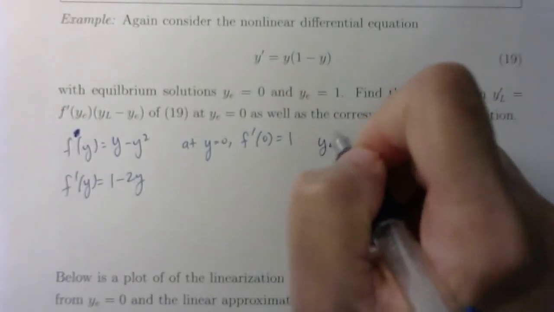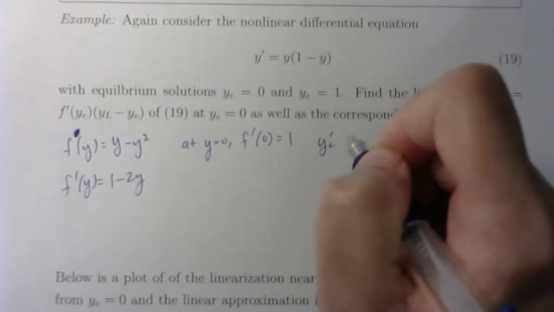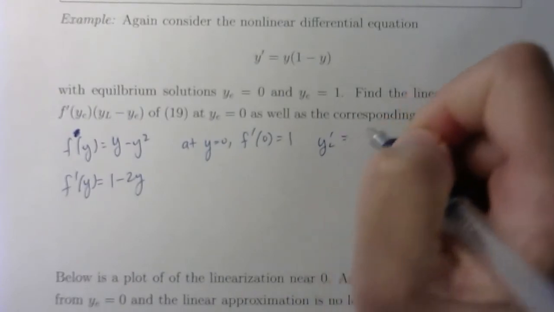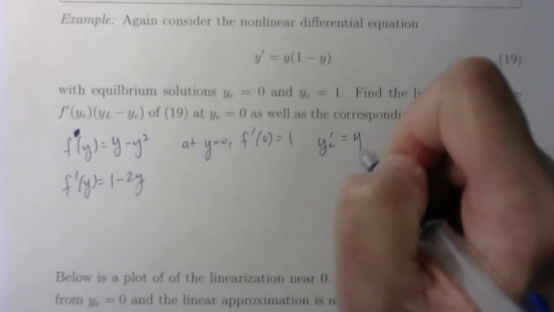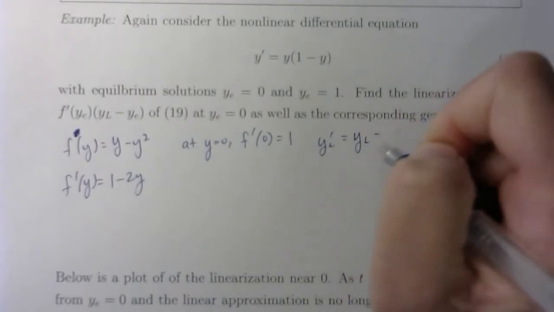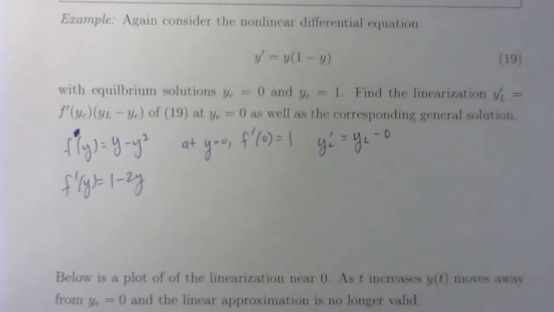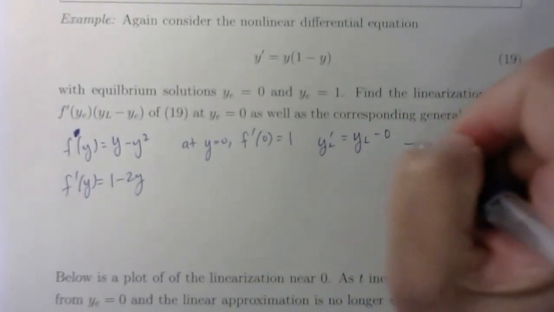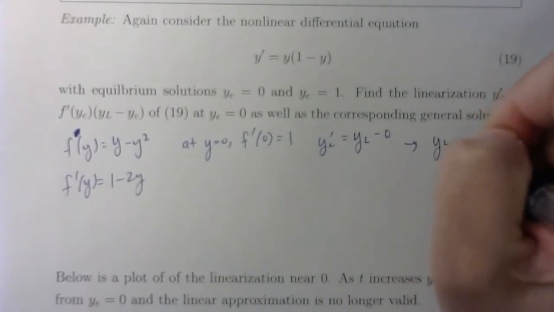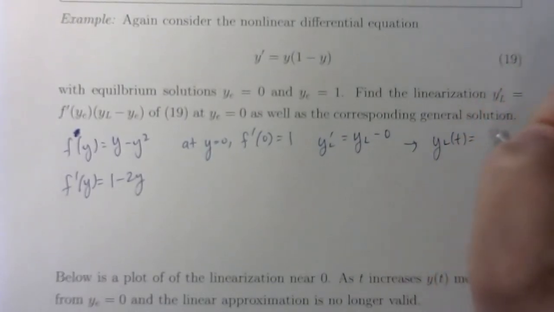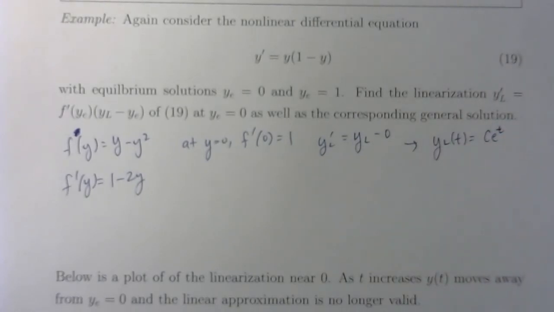So the linearized equation is y_L prime is equal to 1 times y_L minus the equilibrium, 0. Very boring. Very easy solution to write, right? This guy, C e to the t. Right, function that's its own derivative.